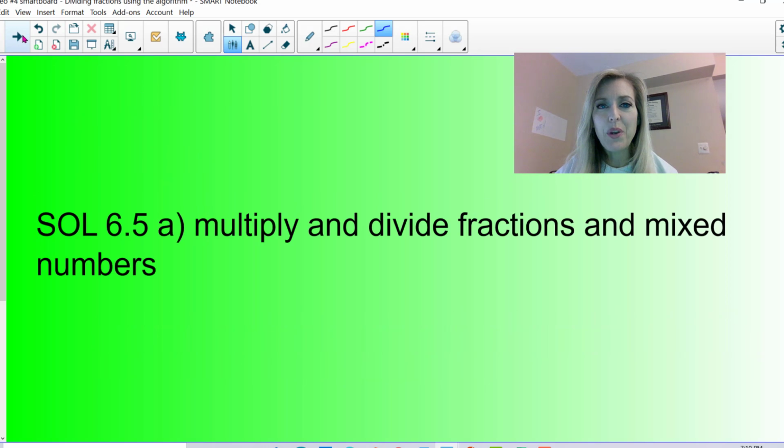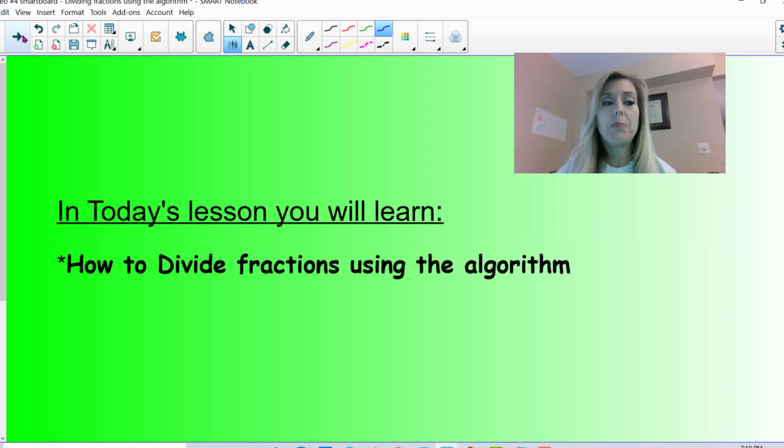So today we are going to continue talking about Standard 6.5a, multiplying and dividing fractions and mixed numbers. Specifically in today's lesson, you will learn how to divide fractions using the algorithm. So let's get started.